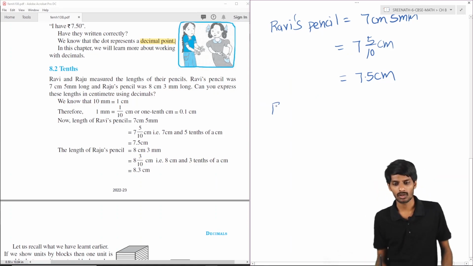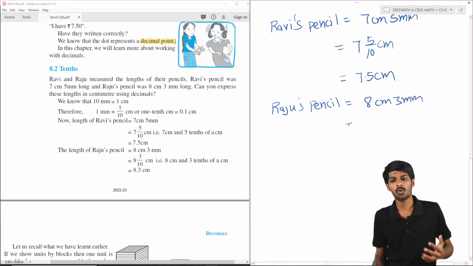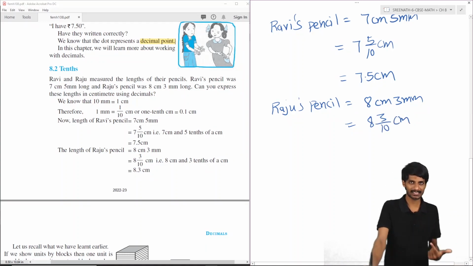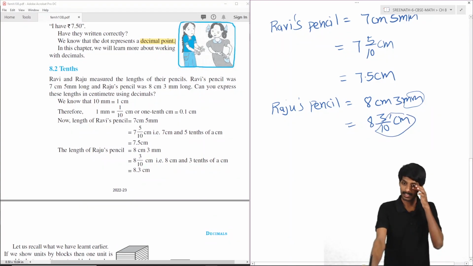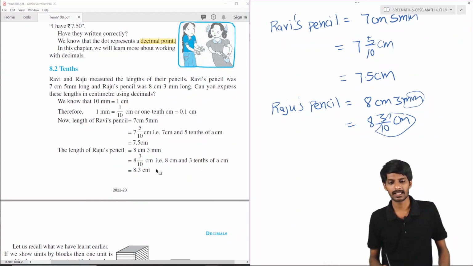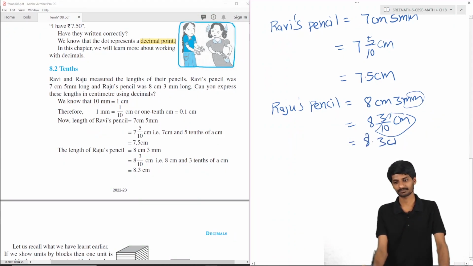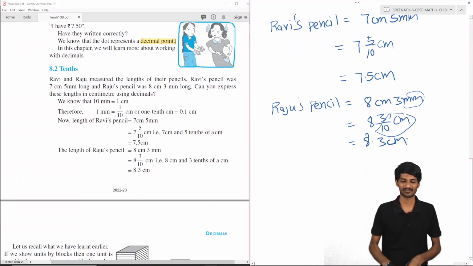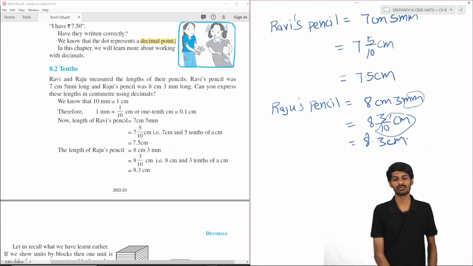And coming to Raju's pencil, its length is 8 centimeters and 3 millimeters. So how will I write? That is 8 into 3 by 10 centimeters. So 1 millimeter equals 1 by 10 centimeters. That's why I have converted 1 millimeter into 1 by 10 centimeters, and there is already 3, that's why I have multiplied with 3. So it becomes 8 into 3 by 10 centimeters. That is 8 centimeters and 3/10 of a centimeter. So it is written as 8.3 centimeters. That's it, students. So in this way we will use the tenths.